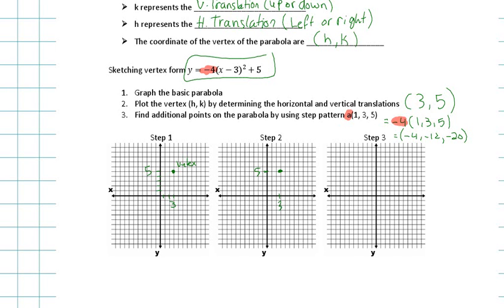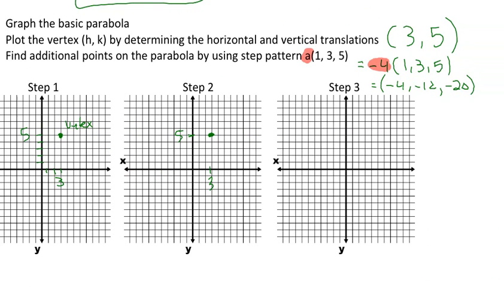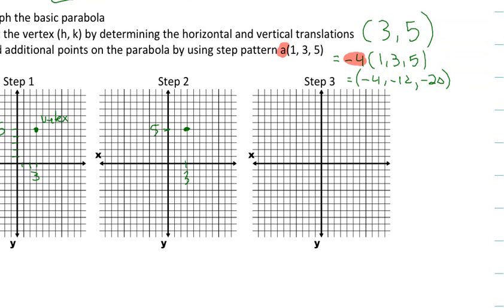Why are we going down 4? Because a is -4, and when you multiply -4 by 1, that gives you -4. Remember your old pattern is 1, 3, 5, right? But because of the a value, which is -4, that -4 multiplies the step pattern. So it becomes -4, -12, -20. It's not 1, 3, 5 anymore. So you take your vertex and then you go down 4, over 1 to both sides. Why over 1? Because it's always over 1.